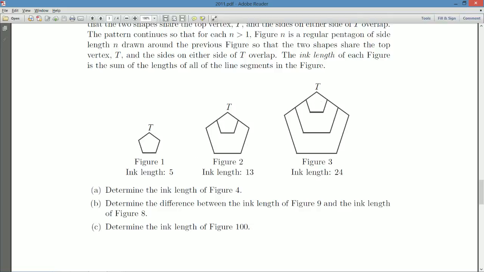Basically, we can copy this little interior diagram, which is 13. We don't need to recount it. 14, 15, then plus 3 for the side length there. So that's 18, plus 3 is 21, plus 3 is 24, ink length 24. Okay, so I think we've got a handle on the definition of ink length. We are asked to determine the ink length of figure 4. Probably best just to draw it out and determine the ink length that way.